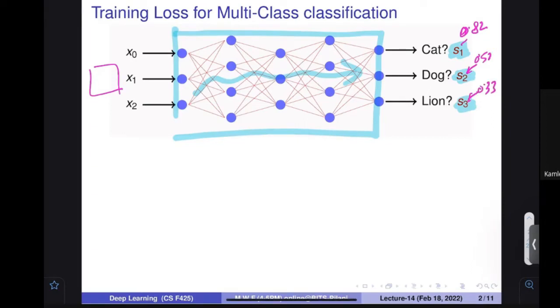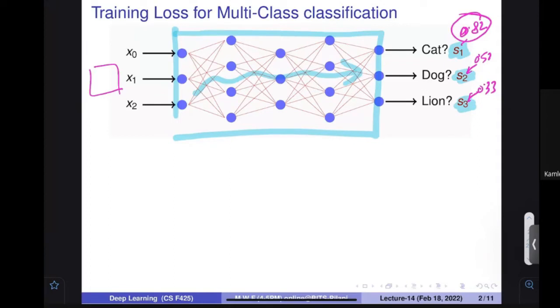If this is the output we get, can anybody tell what this particular item is, whether it is cat, dog, or lion? Cat. Is it going to be the cat? Because you can see that it has the highest value. Therefore, you are going to say it is the cat.